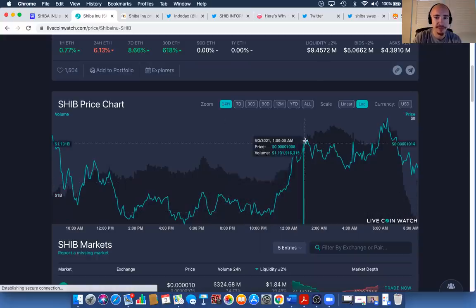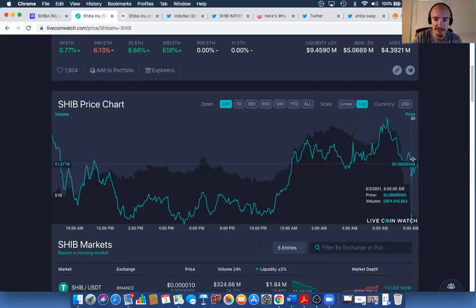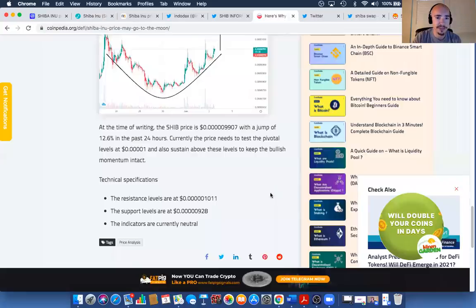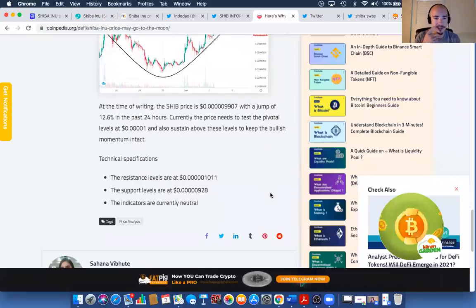Last night, it broke out into the wee hours of the morning here on the East Coast in the U.S. Trading sideways a little bit, selling off a little bit right here, but still, look at the massive amounts of volume here coming into SHIB as it's heading up, which is great to see. So we go back over here, technical specifications, resistance levels are set at that 10-11 mark, okay?